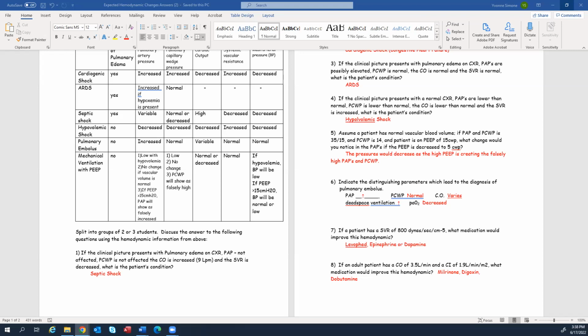So the answer is with pulmonary capillary wedge pressure, it will not change with severe hypoxia. Pulmonary capillary wedge pressure is a reflection of the left ventricle and how well it's pumping. It's not a reflection of hypoxia. So the wedge pressure would be normal, but pulmonary artery pressures are high when there's hypoxia.